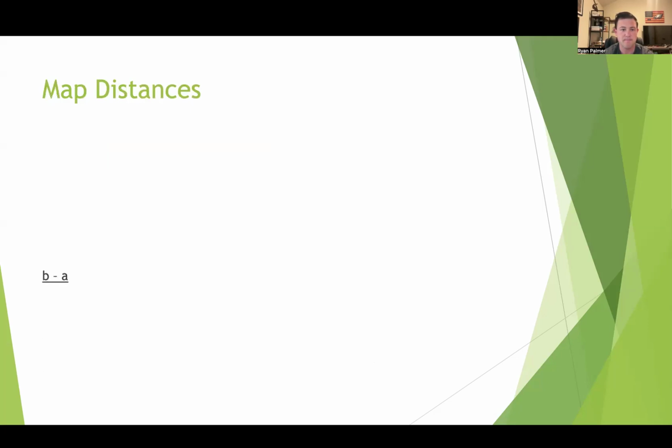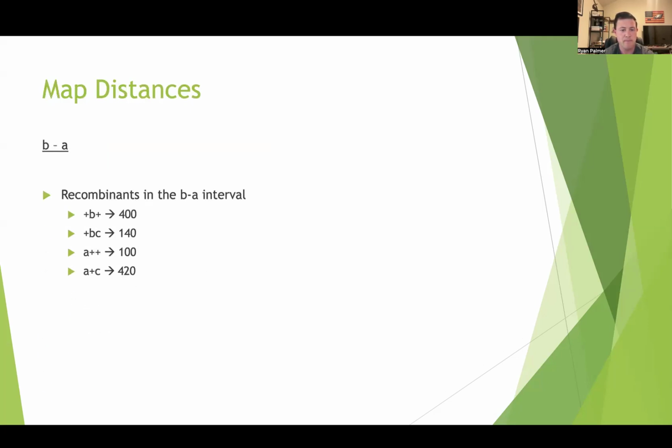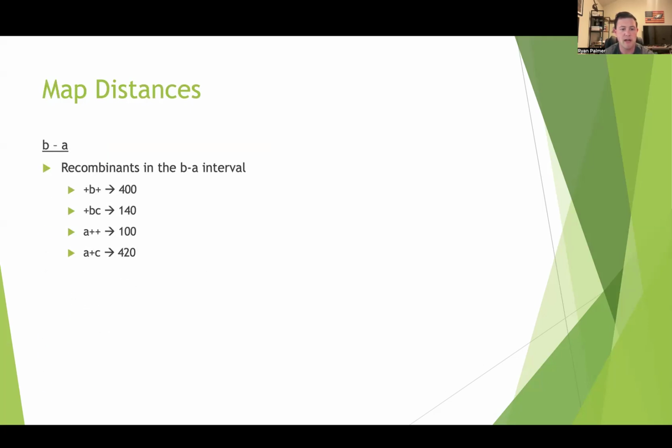Map distances. We have B to A. So we must identify all recombinants with a BA interval. So we've identified the four. There are two that have A to B exclusively, and then you have two being the double crossovers, considering they contain two recombination events. They do contain the B to A recombinations. We find the sum to be 1060.